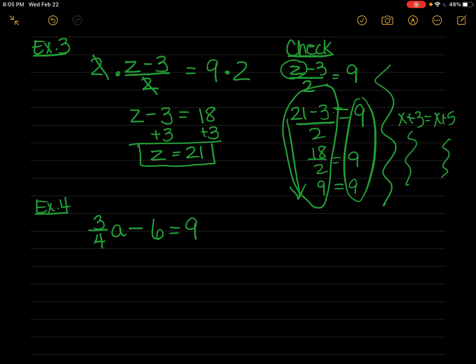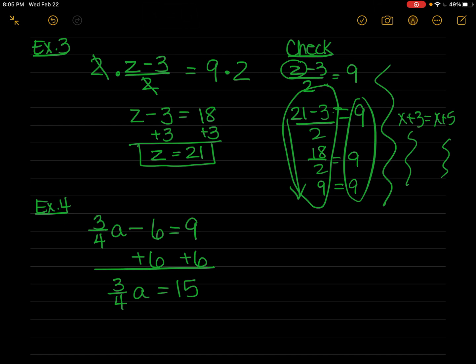Okay, we're going to ignore that fraction for a minute. That sometimes scares kids, but it shouldn't scare you. And we're going to get rid of the minus 6 first, just like we did on the first 2. We're going to take care of that side first. So we're going to add 6 because that's the opposite of minus. And now I have 3/4 a equals 15.